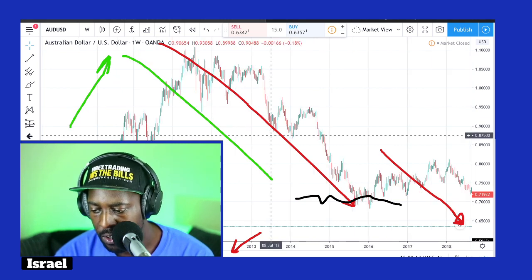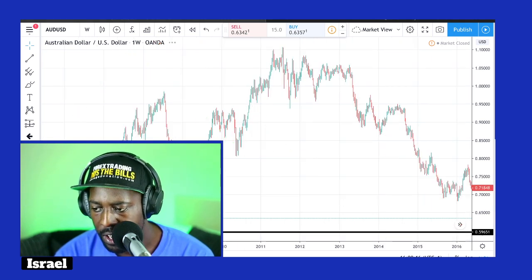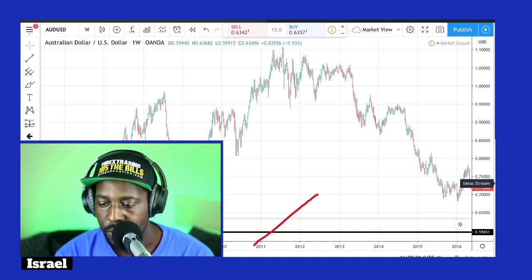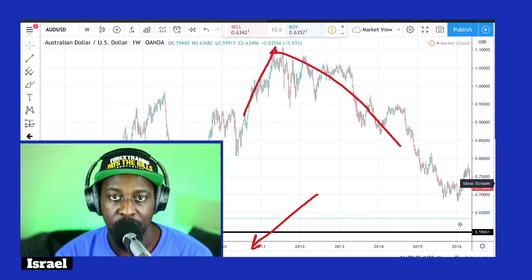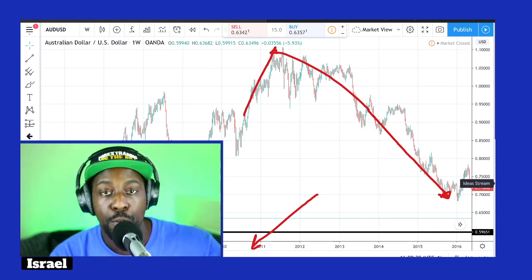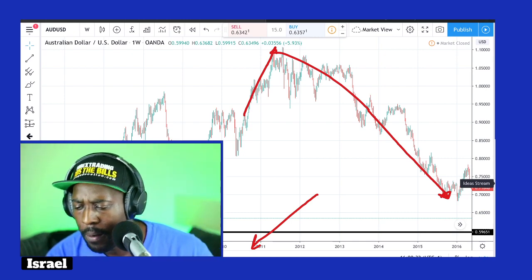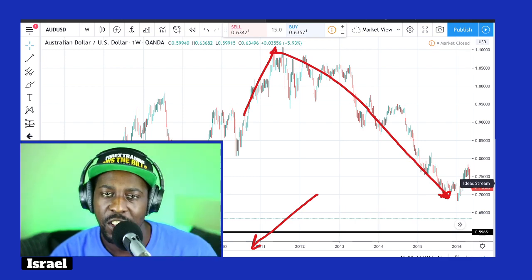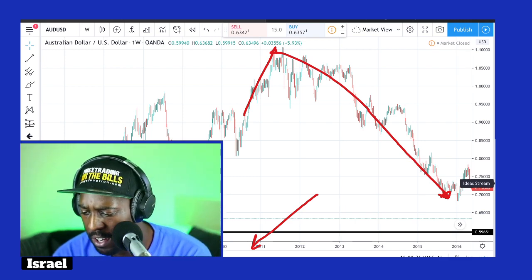Let me take all of this stuff off. Look right here. This is 2011. So from price hitting this peak, over the last 9 years price has gradually just been strengthening over and over again against the Australian dollar and moved all the way down, from above 1 to where price is right now, in the 60s, if I remember correctly.